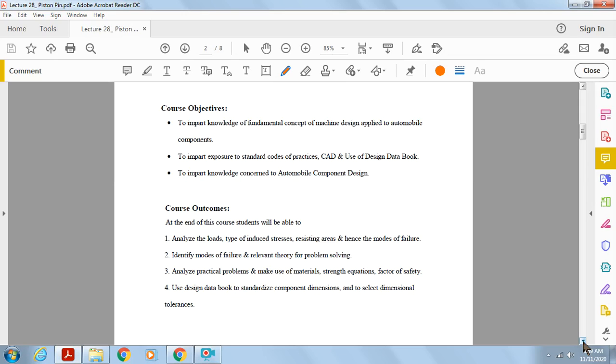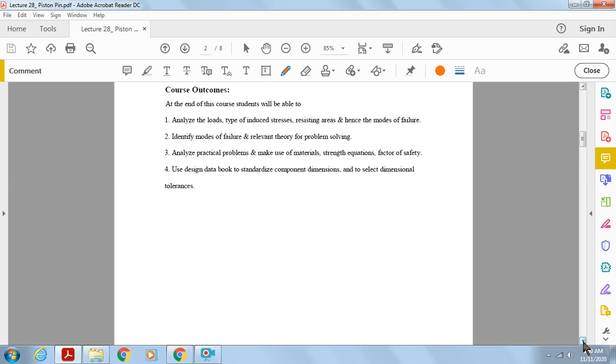Here you see our course objective: to impart knowledge of fundamental concepts of machine design applied to automobile components, to impart exposure to standard course practices, CAD and use of design data book, and to impart knowledge concerned with automobile component design. Next, the course outcome. At the end of this course, students will be able to analyze, identify and use the following important outcomes.